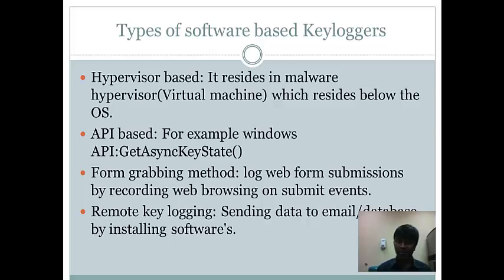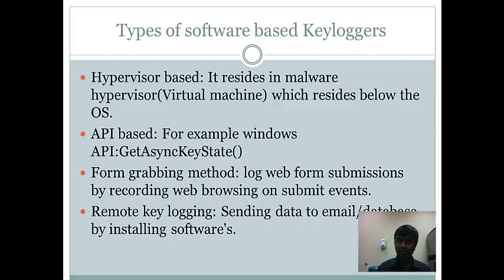The different types of software-based keyloggers are hypervisor-based. This is one type. It resides in the malware, which is like a virtual machine which resides below the OS. So the user is not aware, as it comes as part of the OS, and he cannot detect it easily. API based is basically used for Windows, so you could handle the events, for example GetAsyncKeyState. So you could write a program and call the API to check which particular key is being pressed.